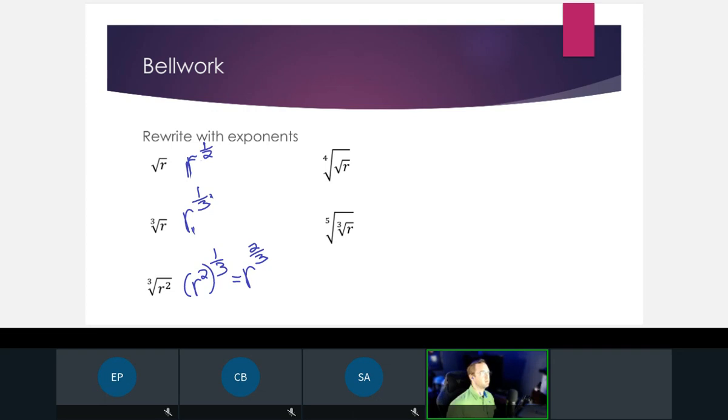You have the 4th root of a square root of r. So you just go inside out. So this is going to be r to the 1/2 power raised to the 1/4 power. And again, power to a power, you multiply. 1/2 times 1/4 is 1/8.